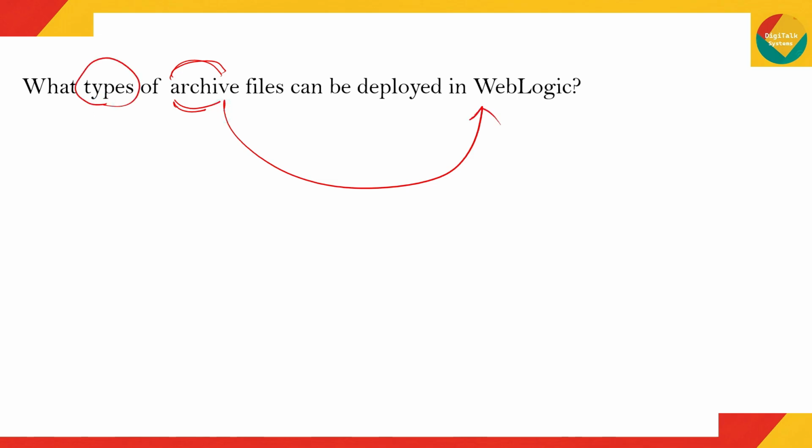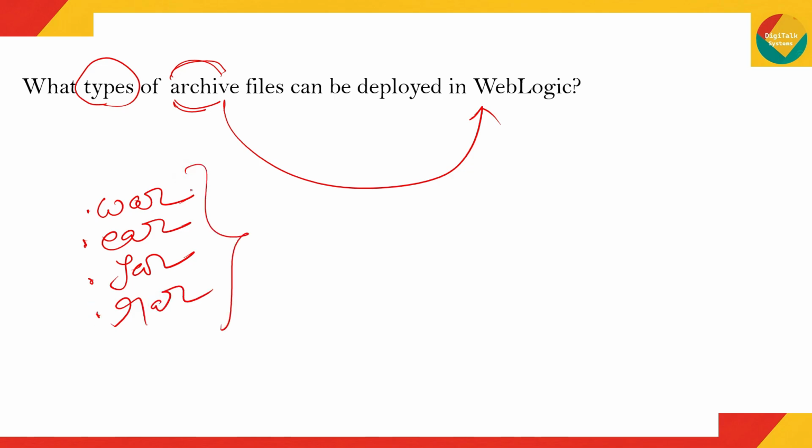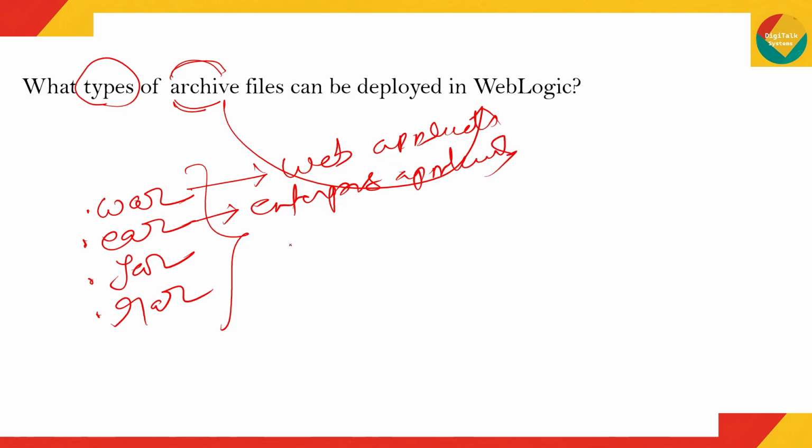So we have different kinds of archive files. Specifically, if I talk about the total number of archive types, we have four mainly. Okay, so let me list them out: .war, .ear, .jar, and .rar. So war is for web applications, ear is for enterprise applications, jar is for library files, and rar is for connectors.